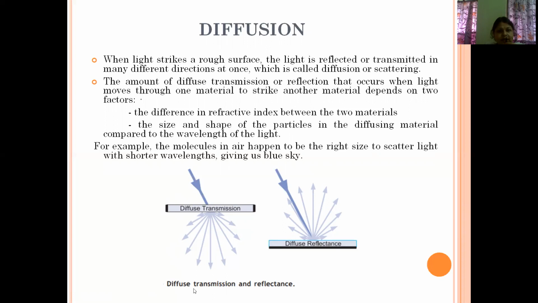So, for example, the molecules in the atmosphere happen to be the right size to scatter light with shorter wavelengths, and the result is we get a blue sky. So this is the picture of diffuse transmission and diffuse reflectance. Okay.